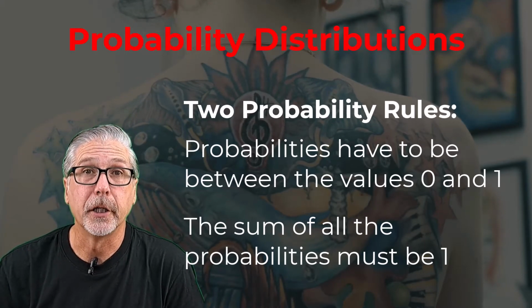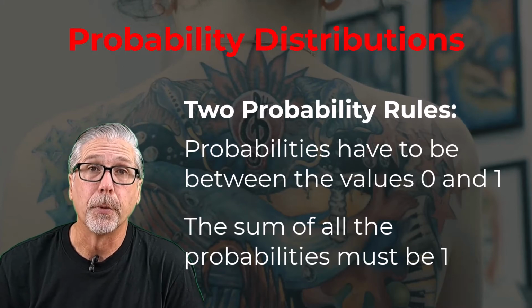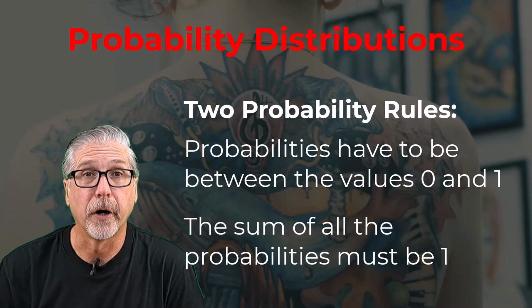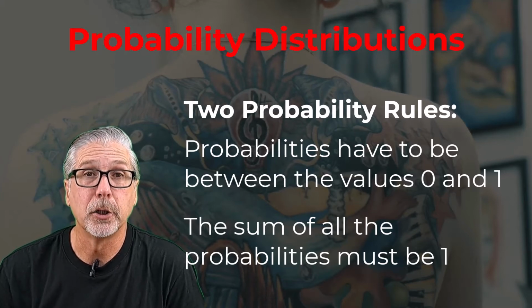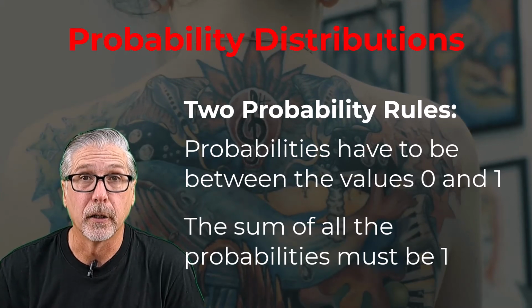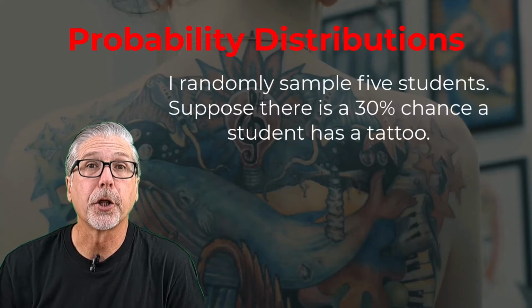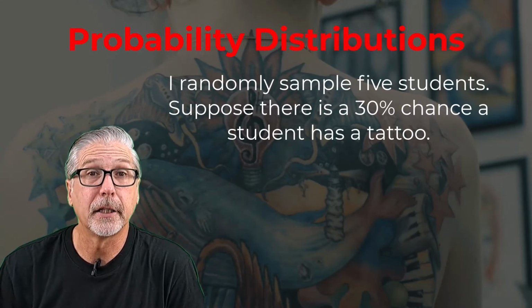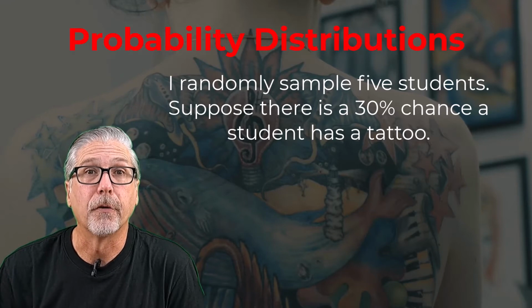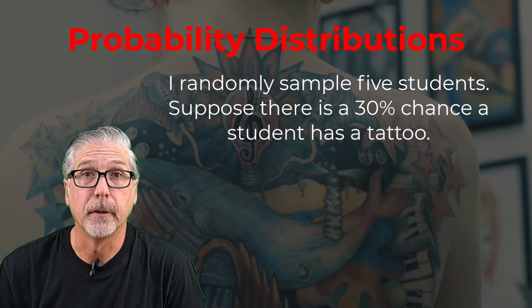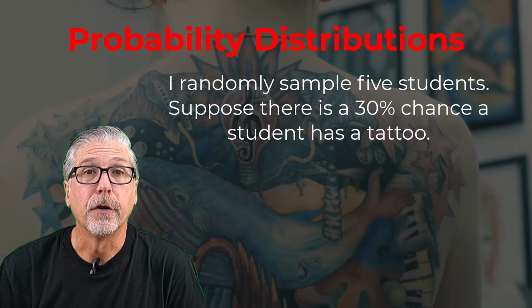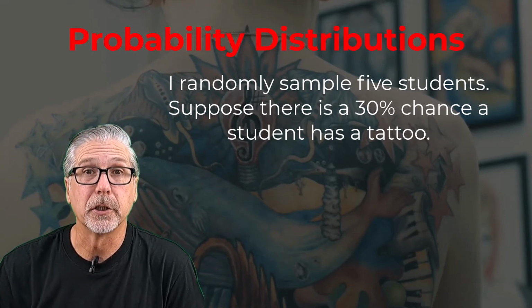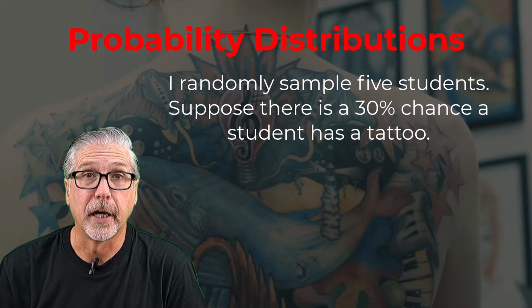Probability distributions can be expressed in a variety of forms. Some of the more common methods are tables, graphs, or formulas. I'll show you what a table looks like in a tattoo example that I'll work with here. Let's suppose there's a 30% chance that a student has a tattoo, and I randomly sample 5 students from across the country. Let's walk through what the probability distribution looks like for the values of x, where x represents the number of students with a tattoo.